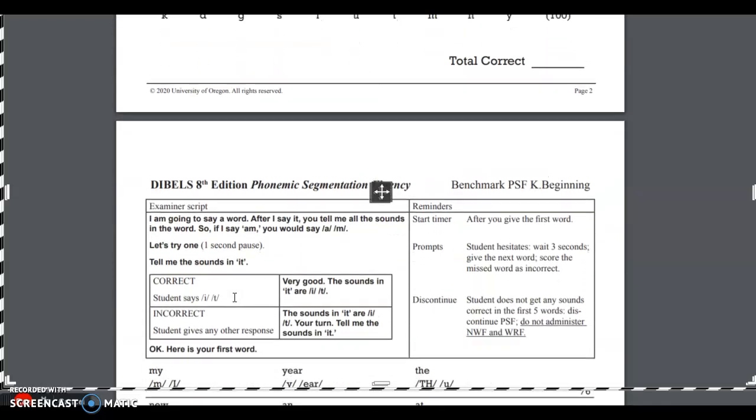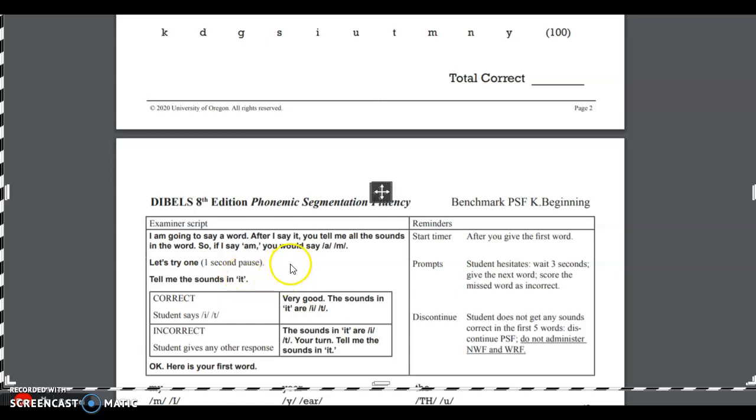Okay, phoneme segmentation. I'm going to say a word. After I say it, you tell me all the sounds in the word. So if I say am, you would say the sounds. Let's try one. Tell me the sounds in it. The student says it. Very good. The sounds in it are it. And if they don't, here's what you say.